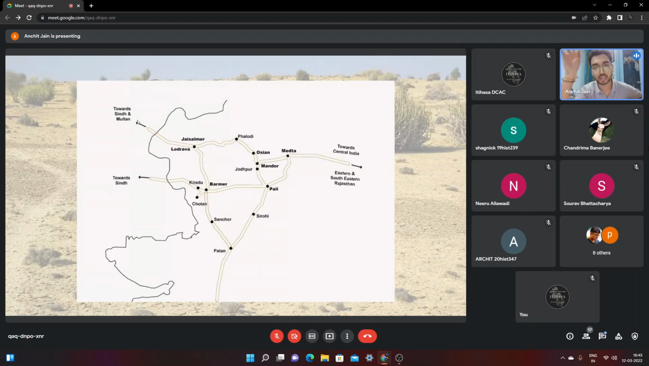Now, I have found certain problems in his arguments. I'll not go into the details, but there are two things I want to mention. First, these routes which he mentioned could not be earlier than the 10th century. So, what about the period from 8th to 10th century? And also, there was one more route which I constructed during the course of my research. It was this route, Jaisalmer, Osian, Mandor, and this Medta route. So this was one route which I reconstructed during the course of my research.